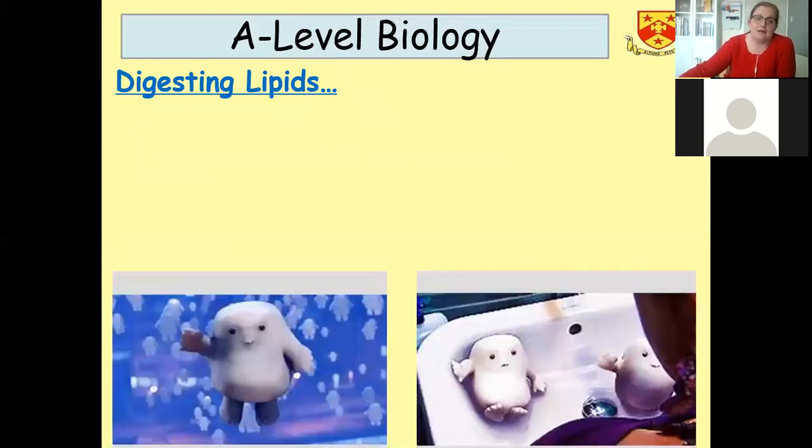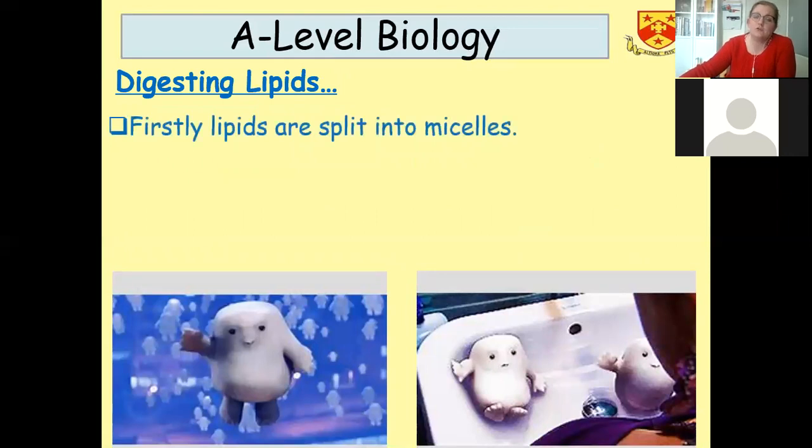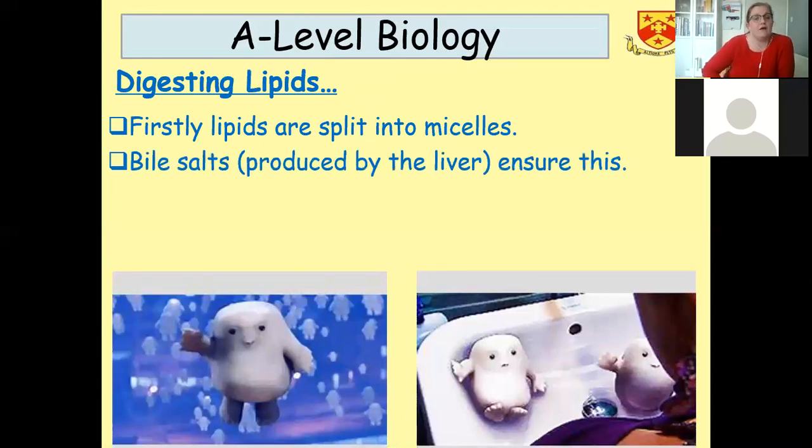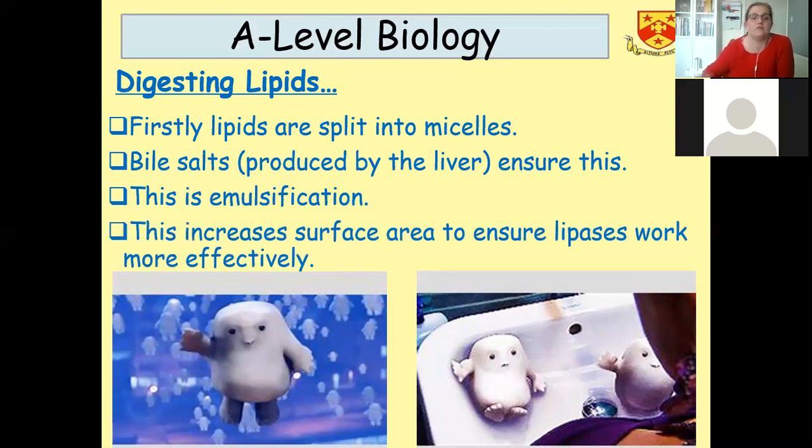So let's look at lipids. Actually, what we do when we digest lipids is we don't just go straight in with lipase. What we actually do is we split them into micelles first. Bile salts produced by the liver ensure that we can do this. And this is emulsification. This increases surface area to ensure lipases work more effectively. We want, again, that's the usual part of biology, a larger surface area, so things can work more effectively, more quickly.